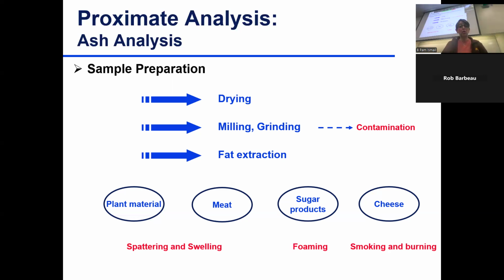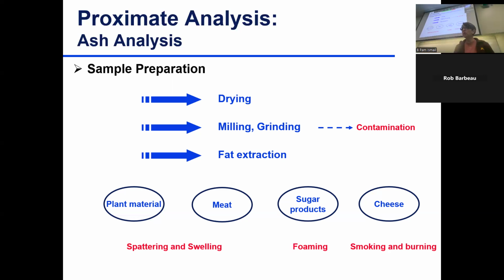And now fat content will impact, also might cause loss of sample during ashing. So if you have high fat content and you put your crucible in the muffle furnace, an oven that works at high temperature called a muffle furnace, the fat will cause smoke, and also some of the sample will be lost as well and cause underestimation.